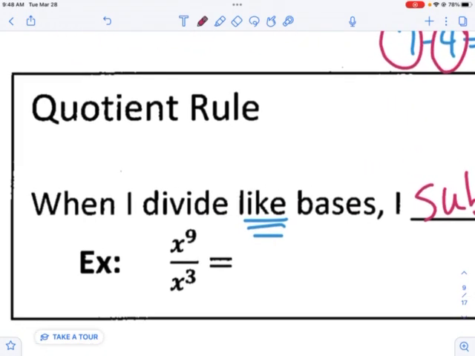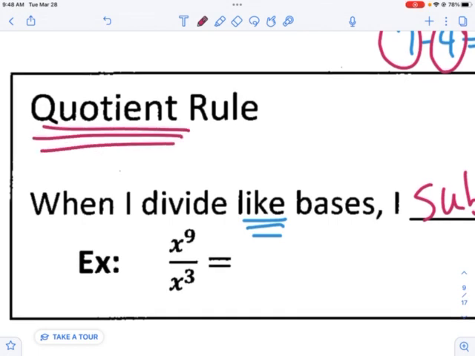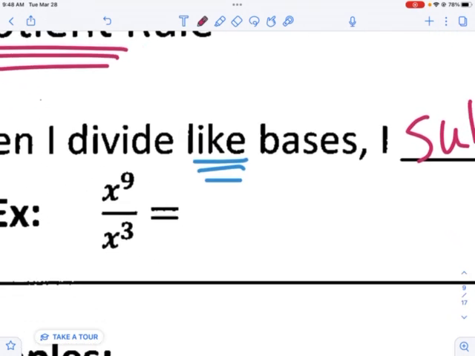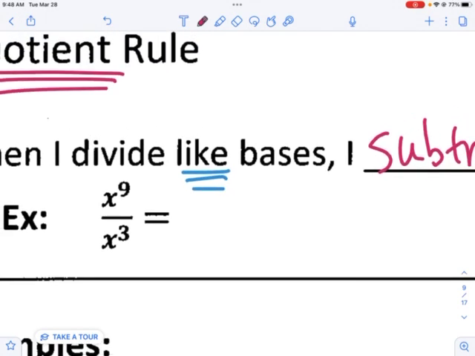When we talk about quotients, the word quotient is the answer to a division problem. A fraction is some sort of division problem. So in my example, I really have x to the 9th divided by x to the 3rd. I can use my quotient rule. Like bases, so I can subtract my exponents. So x to the 9 minus 3 equals x to the 6th.